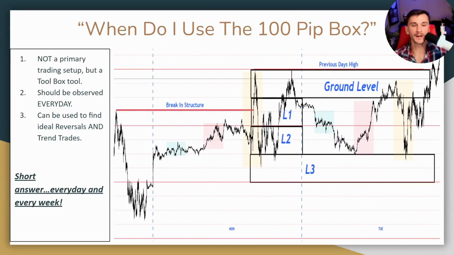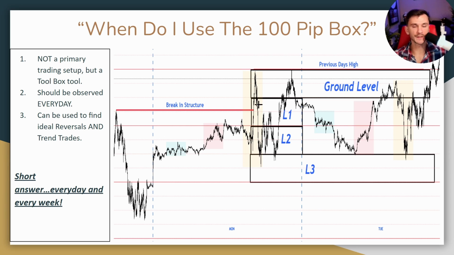The 100 pip box is something that can be used every single day. This is another example of that. All of these examples were from this past week or the week before, all right? And these were all taken on the NASDAQ, right? So notice market structure. Context of the market's always very important. This is a Monday. So this is a break in structure on a Monday. We got Friday's low down here.